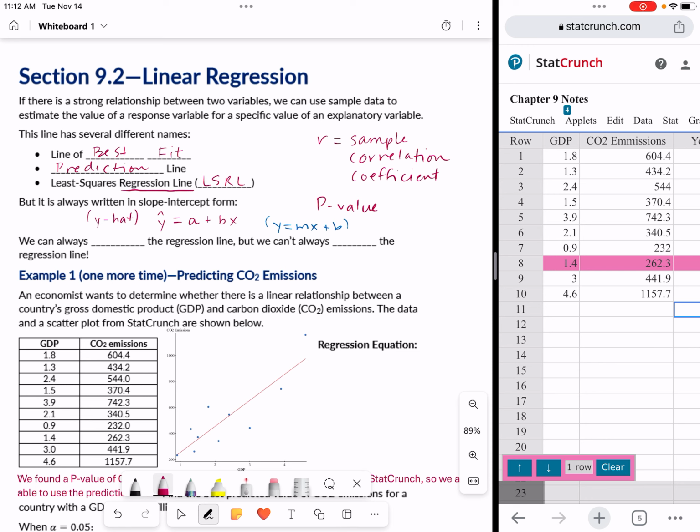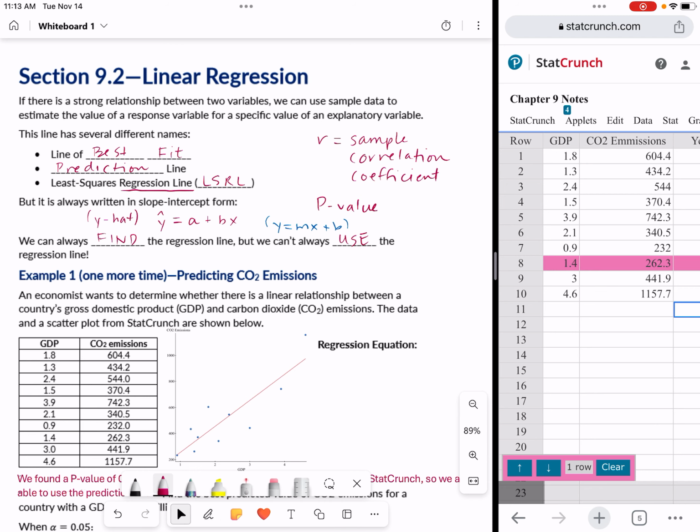Now, unfortunately, we can always find the regression line, but we can't always use it. So there will be times when our correlation coefficient is not strong enough. Our relationship is not strong enough for us to be able to try and predict using the relationship. And so we'll have an alternative. If we can't use the prediction line, then we just treat y as its own variable like we were doing back in chapter 2, and we'll just use the mean as our best prediction. We'll get to that in a minute though.